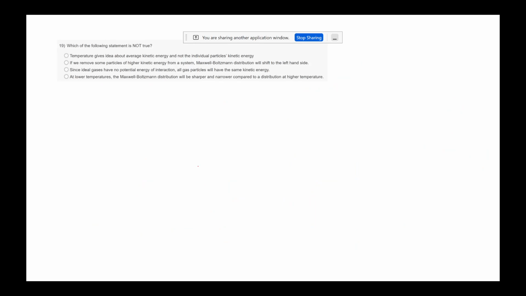Now this question says, which of the following statements is not true? Temperature gives an idea about average kinetic energy and not the individual particles' kinetic energy. This is true. Whenever we are talking about something like that, this is theory, so I will give some statement about it.